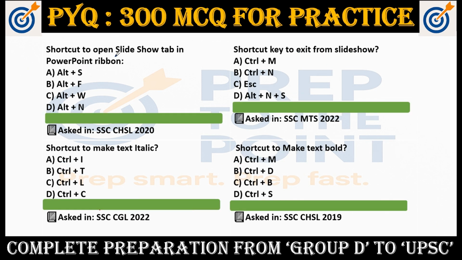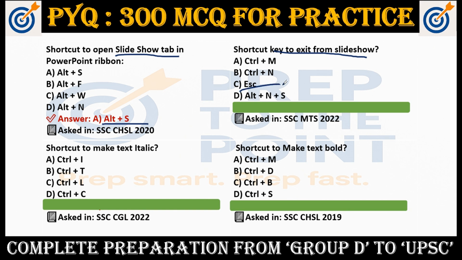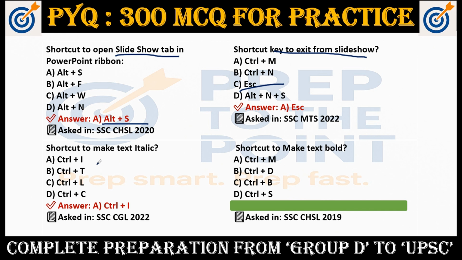Shortcut to open slideshow tab in PowerPoint ribbon, Alt S. Shortcut to exit from slideshow is Escape. Shortcut to make text italic, Control I. Shortcut to make text bold, Control B.